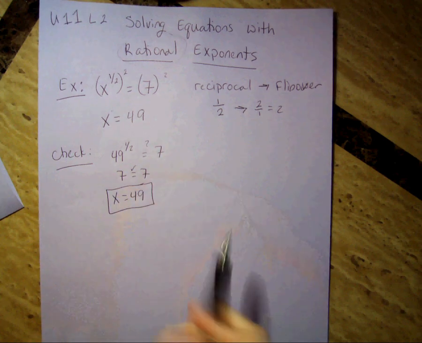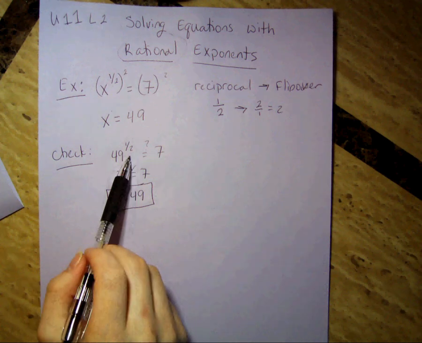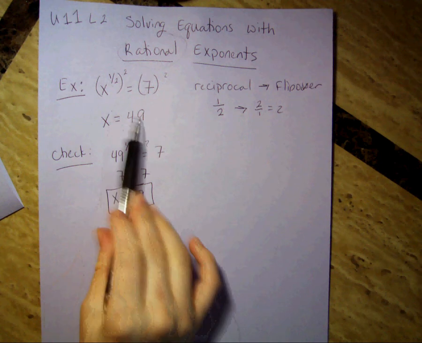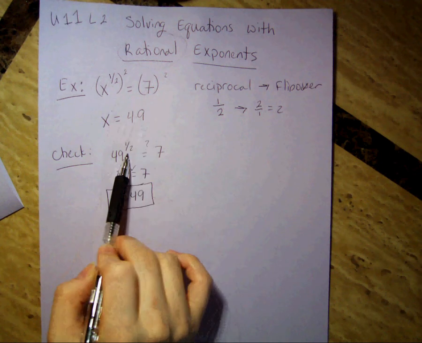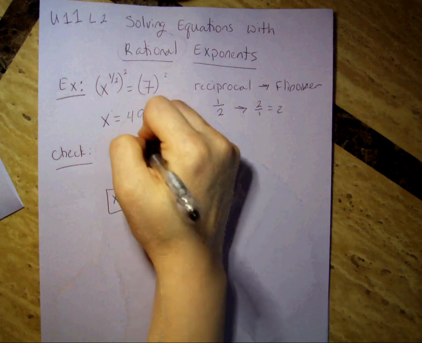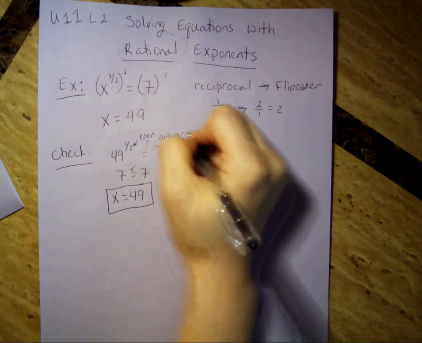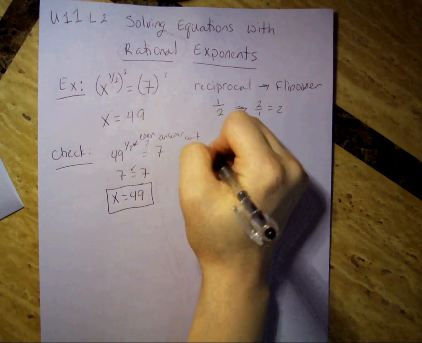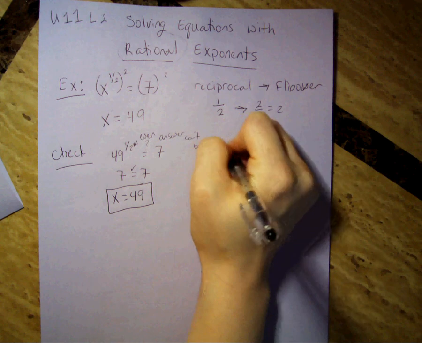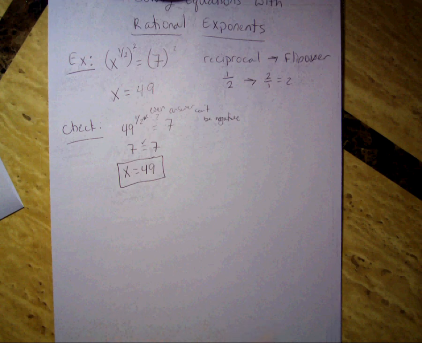So what could have gone wrong right there? What can I not take the square root of? It's a negative number. So if I ended up with a negative number trying to take the square root, or any even number on the bottom. So if it's even on the bottom, your answer can't be negative, because we can't take the even root of a negative number. So just be looking out for that and make sure that you do check your solutions. Alright, so just a couple more examples.